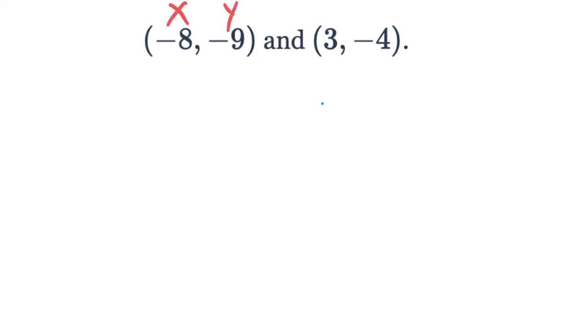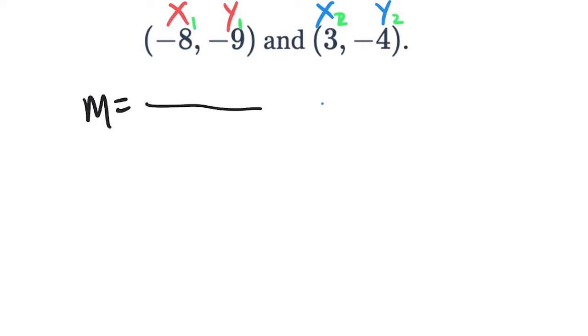The first thing that I'm going to recommend is that you label the x coordinates and label the y coordinates. And we've got x1, y1. We've got x2, y2. Beautiful. And so we're going to need to figure out the slope. And here's how I like to figure out the slope.